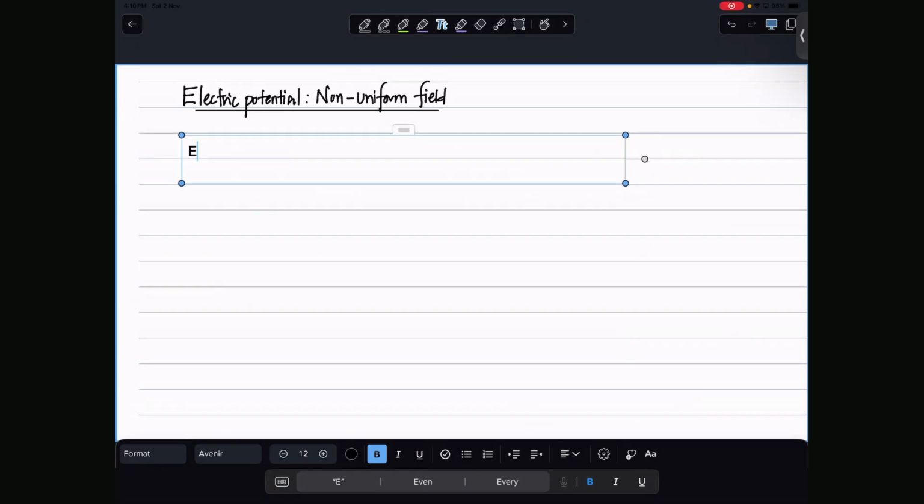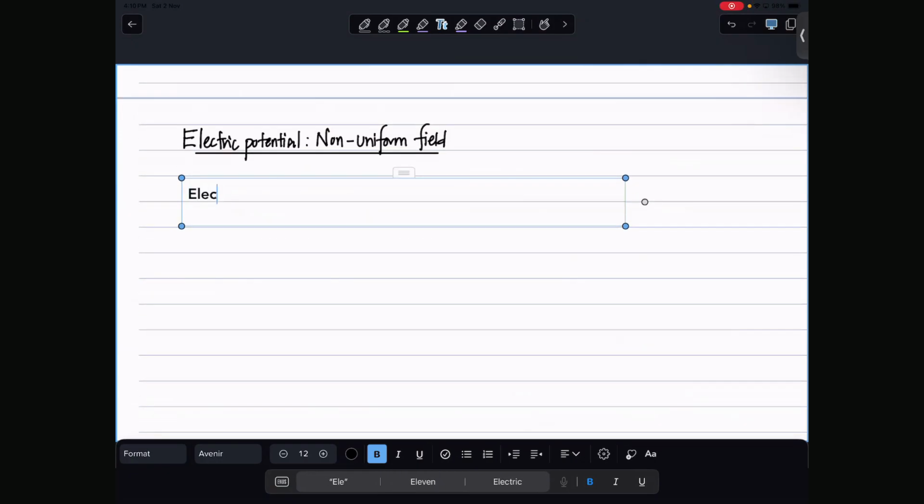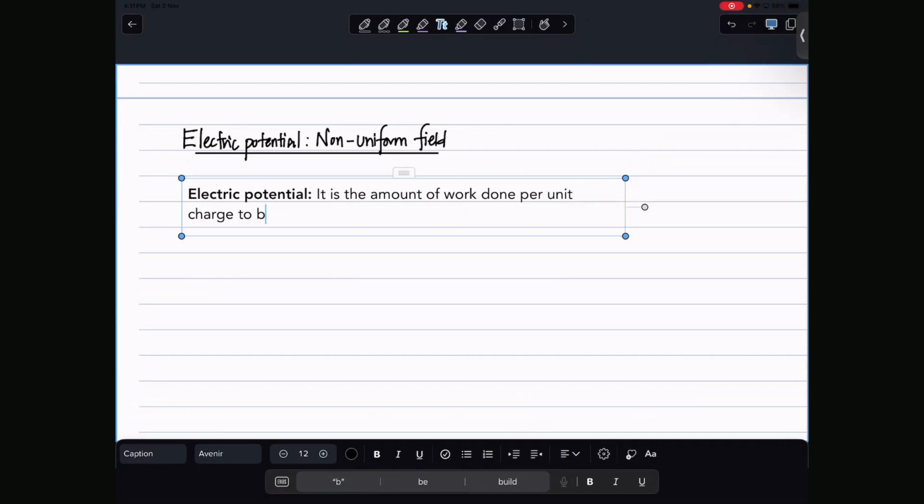Anyways, what is the definition of electric potential? Not energy, just electric potential. Okay, it is the amount of work done per unit charge to bring it from infinity to any point in an electric field.